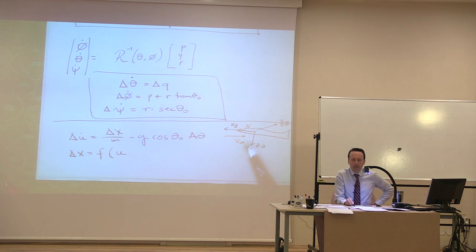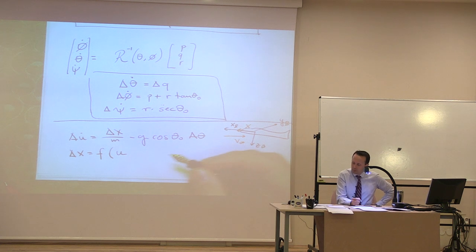Imagine an airplane in forward flight. Suddenly the velocity in X is changing a little bit, a perturbation in X. A perturbation in U will cause a perturbation in X, isn't it?